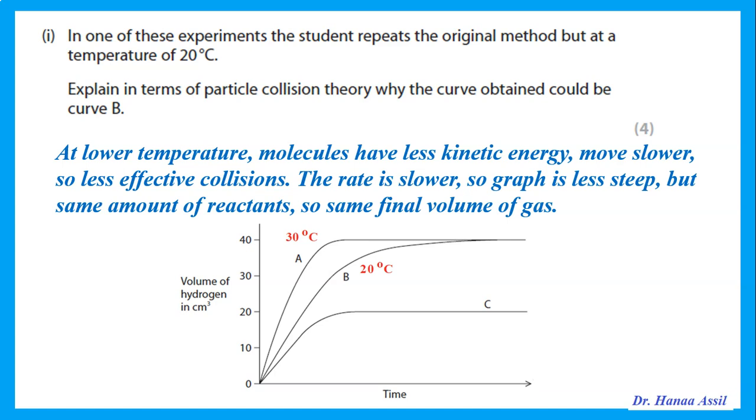At lower temperature, you should remember, molecules have less kinetic energy, move slower, so there are less effective collisions. The rate is slower, the graph is less steep. Since we use the same amount of reactants, we have the same final volume of gas.